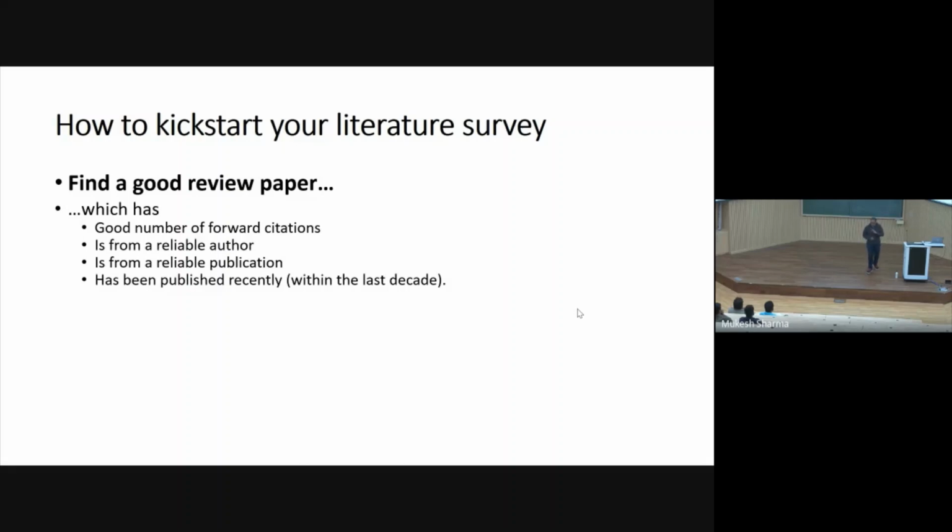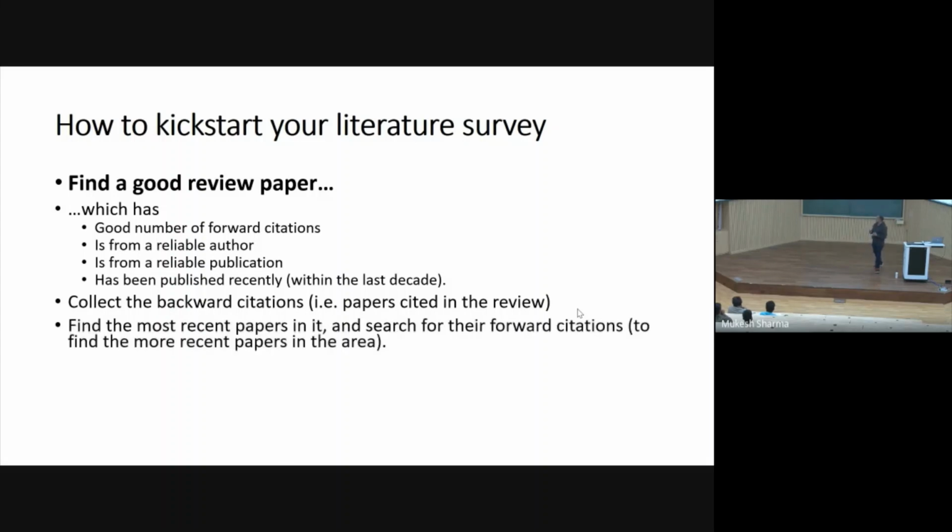That is also okay, because a literature survey or literature review actually goes back to the past, like 50 years, 60 years. That's always the mark of a good literature review. You can start from a recently published literature review, right? And if it's within the last decade, what you can still do is collect the backward citations, which are the citations in the paper, find the most recent papers in it and look for their forward citations. Okay, so that's how you can actually kickstart your literature survey.